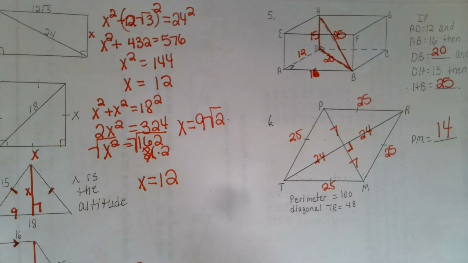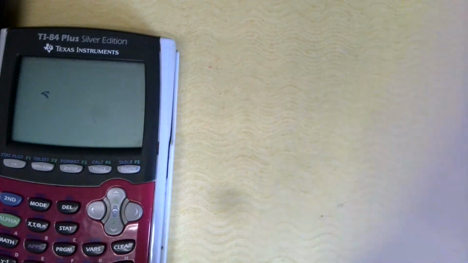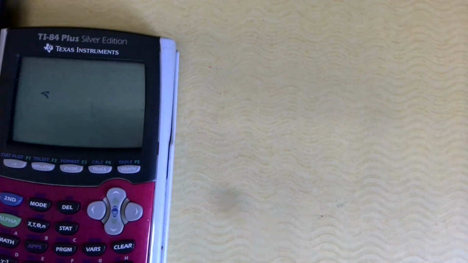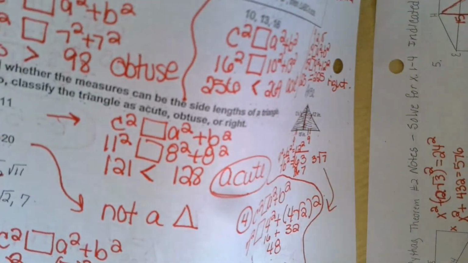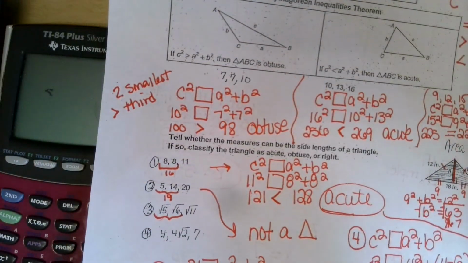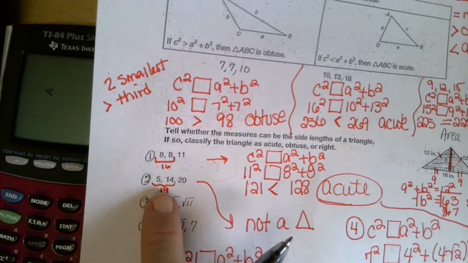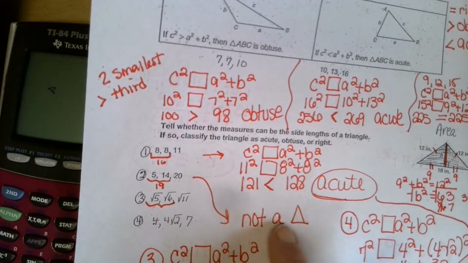It took a little longer than we needed to, but we are done. You guys have lots of good examples. You're going to get lots of practice with the Pythagorean theorem and the triples. The one thing that I do want you to remember is that when you're looking at these problems to tell whether it's acute, obtuse, or right, you first have to see if it's a triangle. If it's not a triangle, remember that does happen.